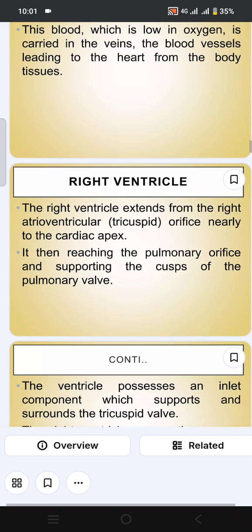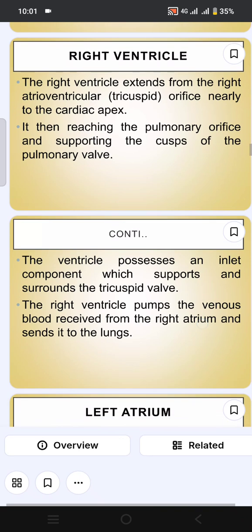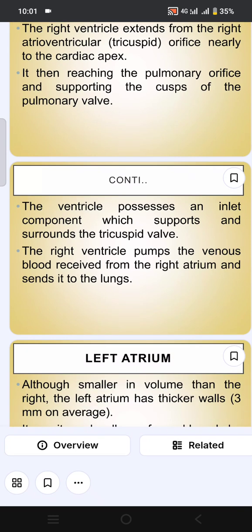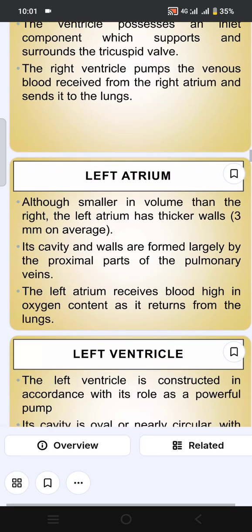the body tissues. The right ventricle extends from the right atrioventricular tricuspid orifice nearly to the cardiac apex. It is then reaching the pulmonary orifice and supporting the cusps of the pulmonary valve. The ventricle possesses an inlet component which supports and surrounds the tricuspid valve. The right ventricle pumps the venous blood received from the right atrium and sends it to the lungs.